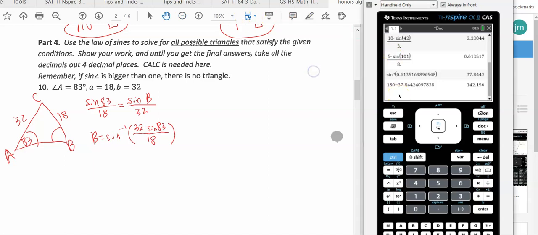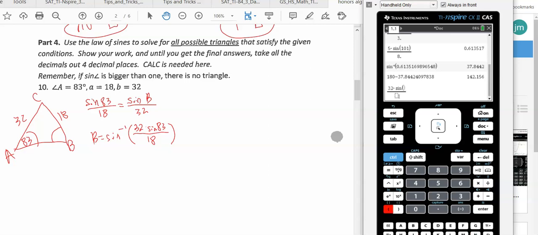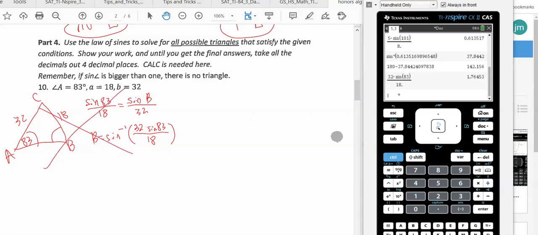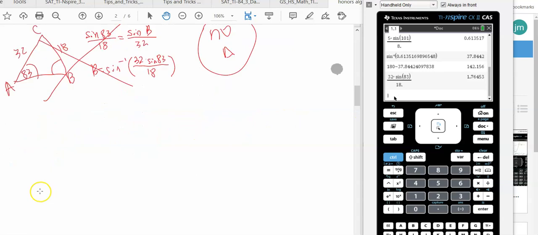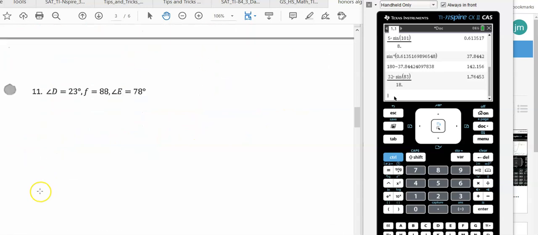Let's try that. So we get, first let's do the fraction, and then we'll do the inverse sine if we need to. 32 times sine of 83 all over 18. That's bigger than 1. So there's no triangle. Wow, that was easy. I was expecting a two solution problem, so it's nice when that kind of happens there.